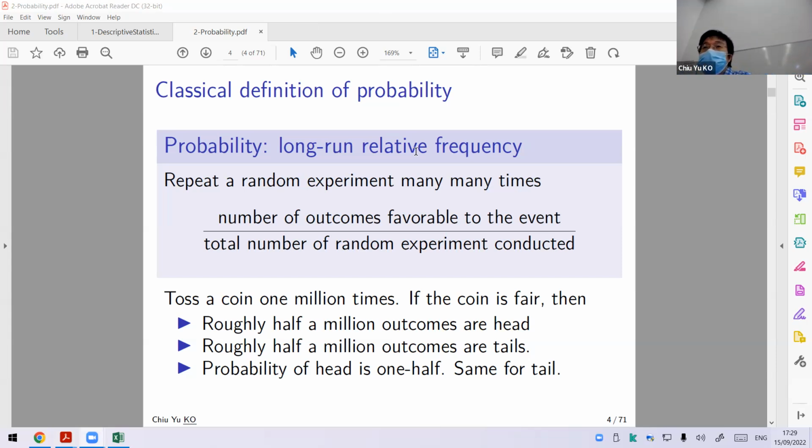Now let's recap what we learned before the break. Probability we define in the classical sense requires a random experiment that can potentially repeat many times, and the probability we state is in fact a long run frequency. That is the definition. This is what you learn in your high school.